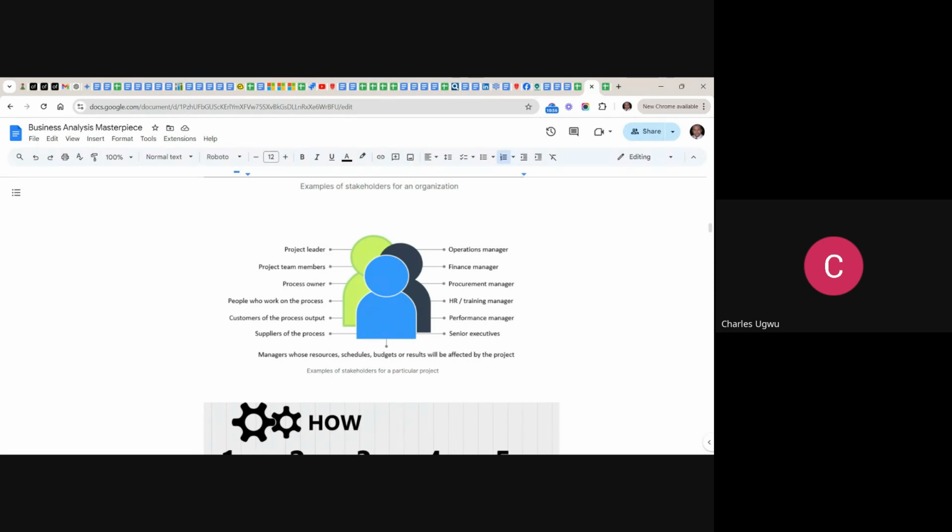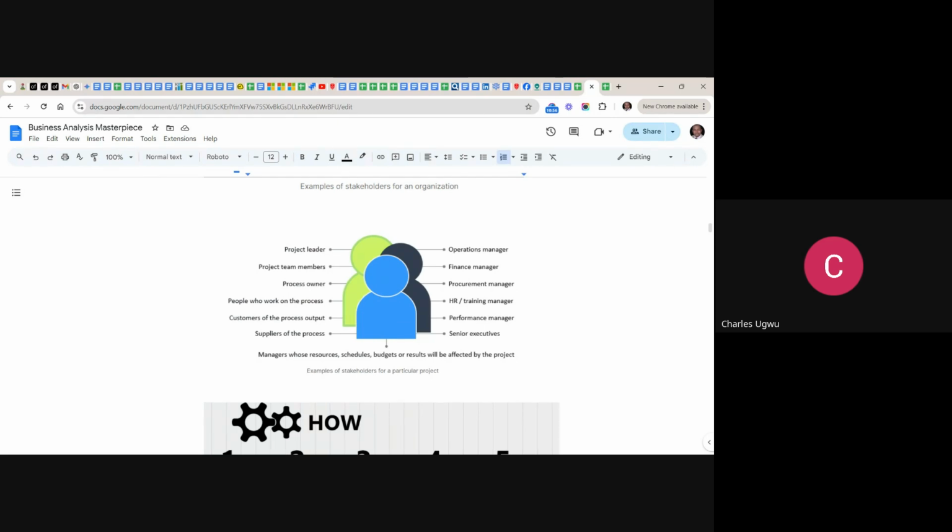So we have consumers of the process, we have suppliers of the process, and we have operations managers, finance managers, procurement managers, HR training managers, performance managers, and other senior executives.